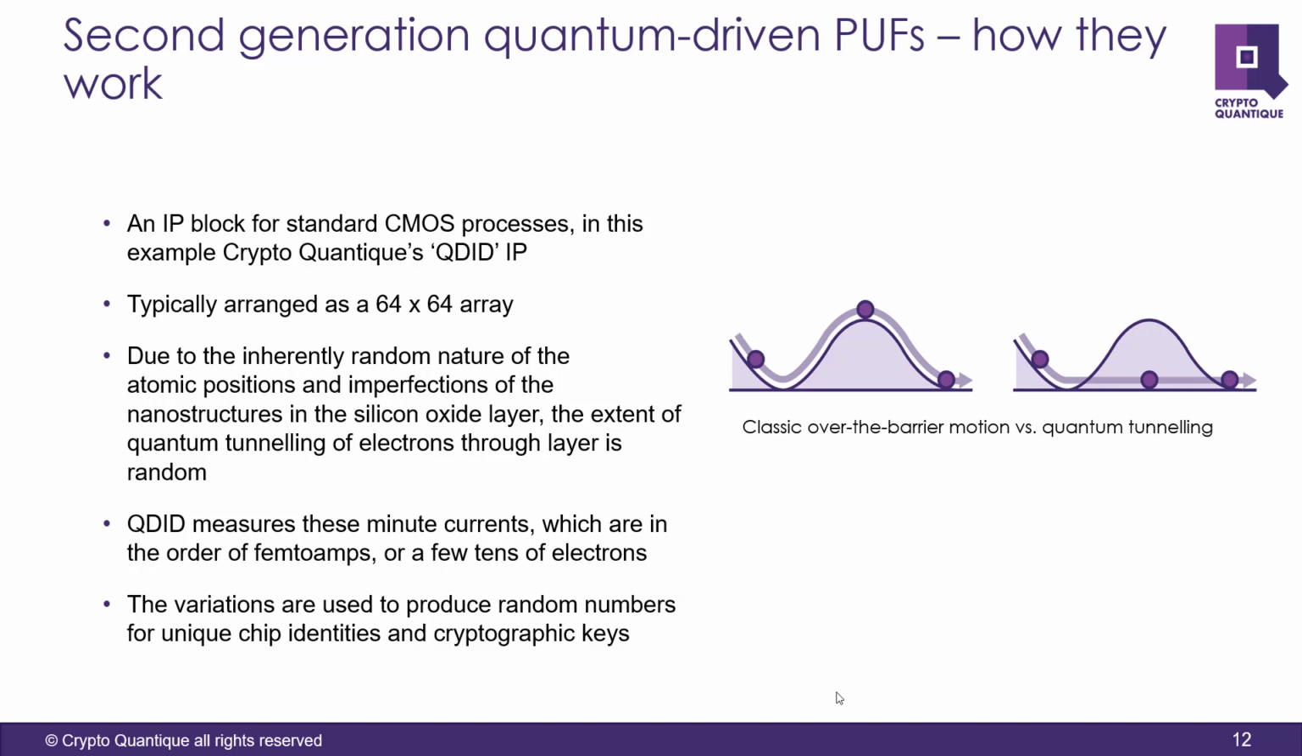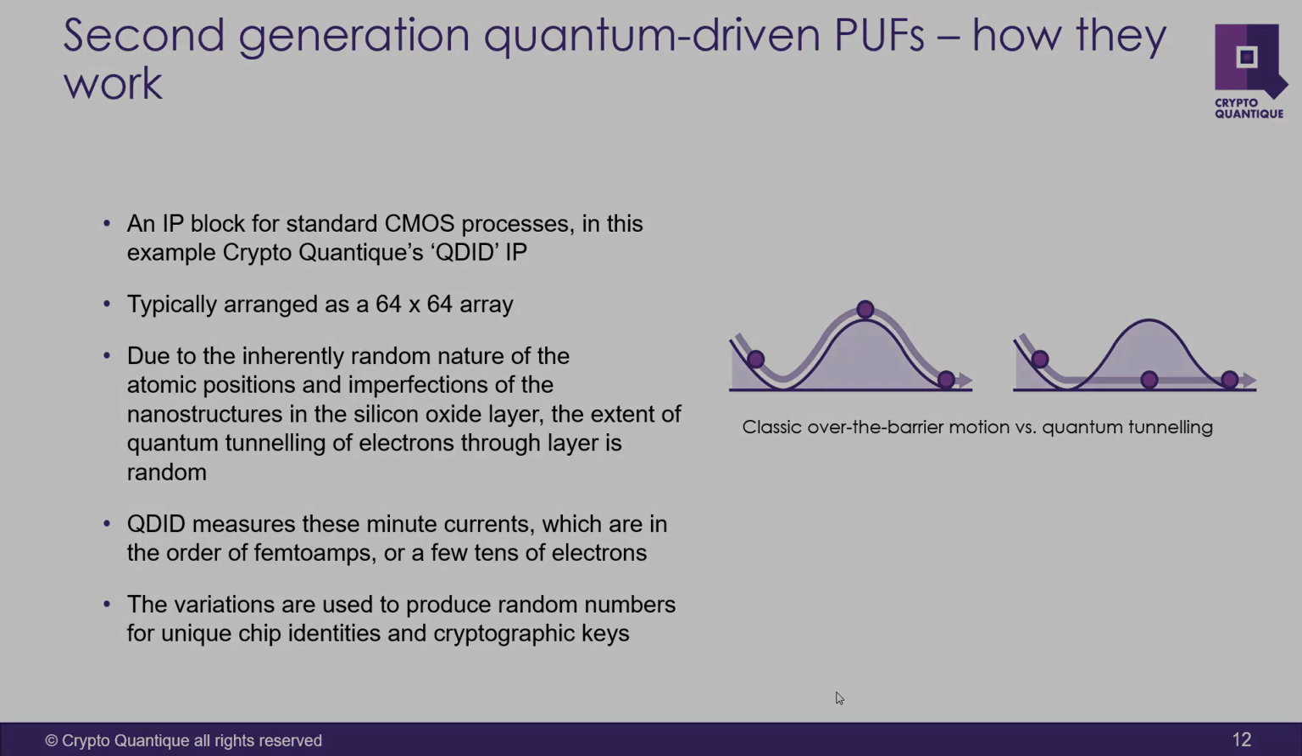The QDID measures very tiny currents. We're talking femtoamps. The variations in these currents produce the random numbers which provide a unique chip identity which you can therefore create cryptographic keys from.